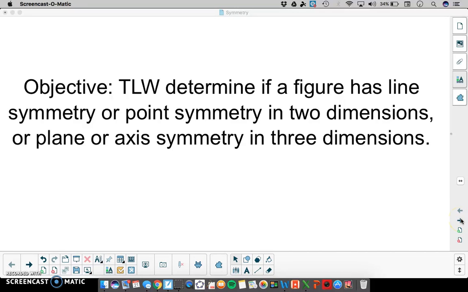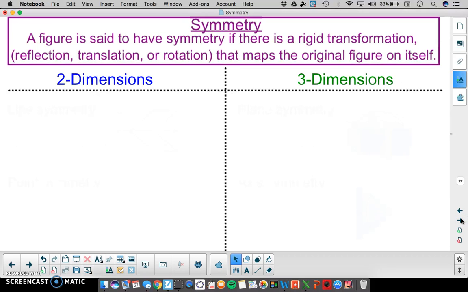In this video, the learner will determine if a figure has line symmetry or point symmetry in 2 dimensions, or plane or axis symmetry in 3 dimensions. We say a figure is symmetrical if there's a rigid transformation, such as a reflection, translation, or rotation, that maps that original figure onto itself.